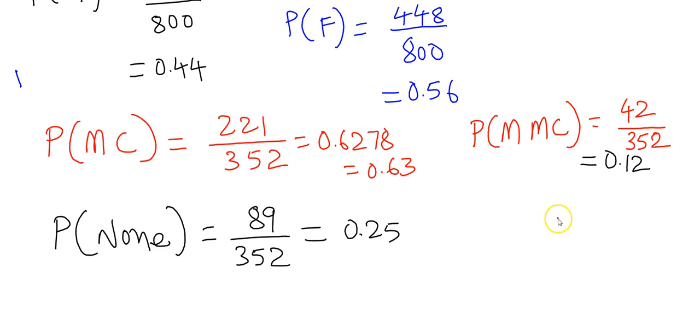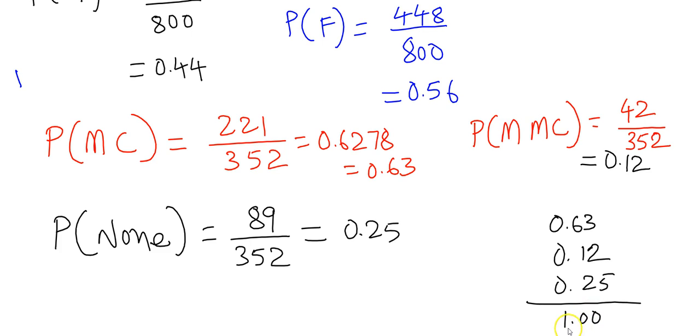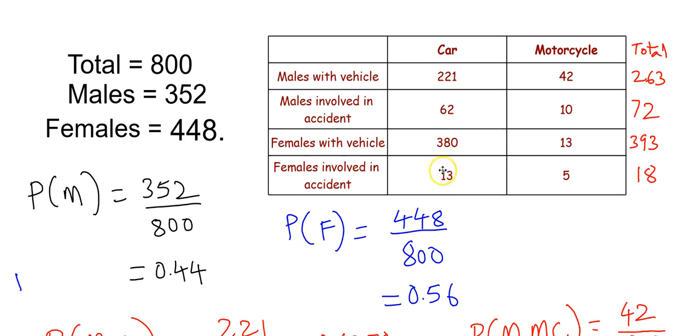Now probability of car owners 0.63. The probability of motorcycle owners 0.12. And the probability of the students who don't own anything is 0.25. Adding all the three probabilities gives me 1.00, I mean 1 or 100%. So we are good with these numbers. In the same way, we can also calculate the probability for female students.